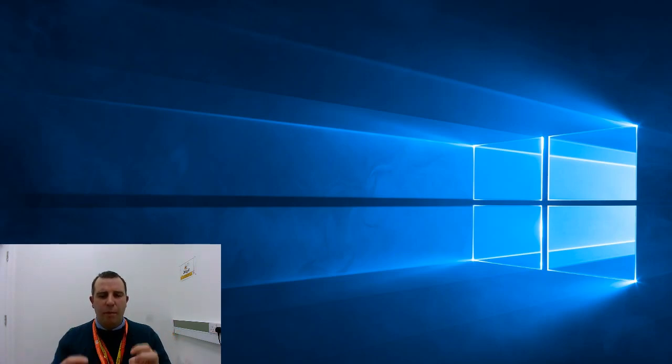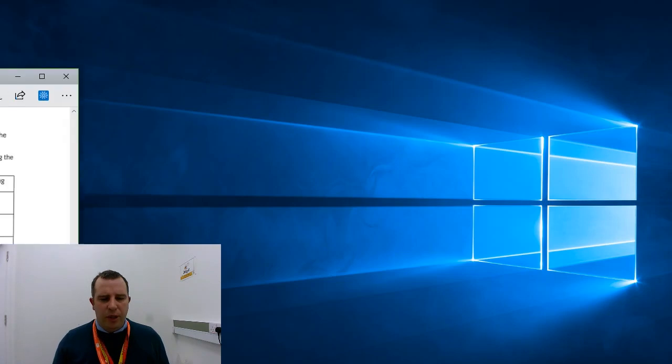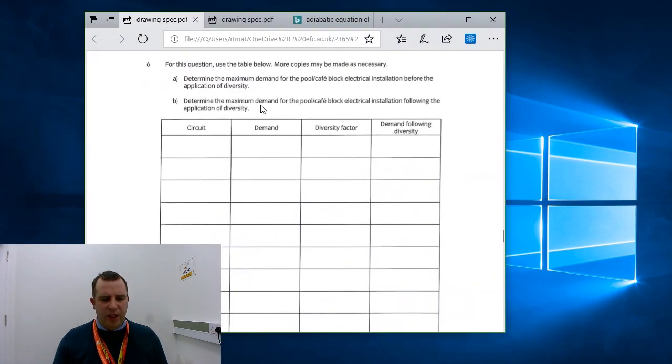So we're looking at one particular question. The question we're looking at is question 6, which is a question about diversity. So here we go. Let's have a look at question 6. Question 6 comes with a little bit of a table. You can use the table below.